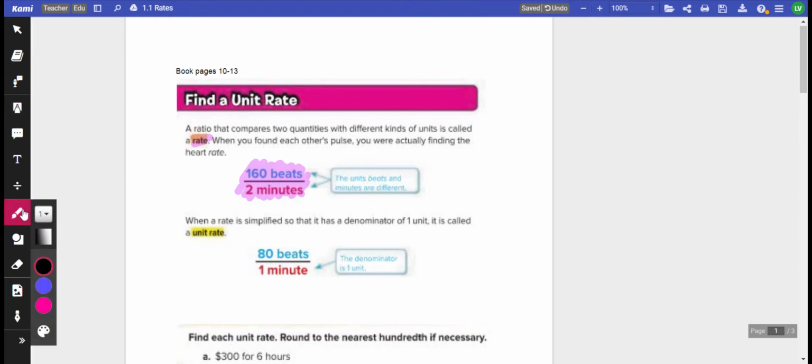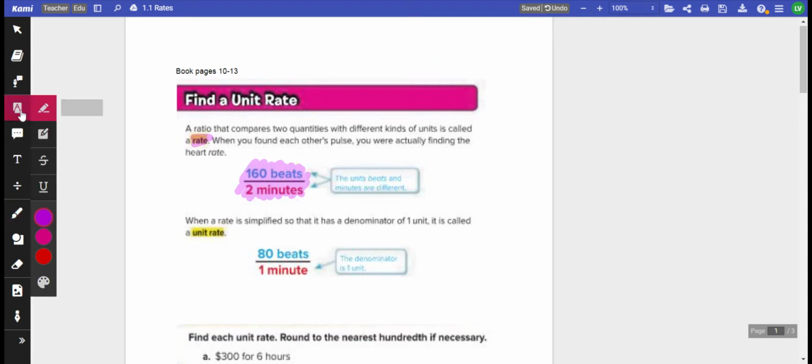Continuing. When a rate is simplified so that it has a denominator of 1 unit, it is called a unit rate. So if we were to take our ratio of 160 beats in 2 minutes and find the unit rate, we reduce that down to have 80 beats per 1 minute. So since the denominator has a 1, that means that this is a unit rate.